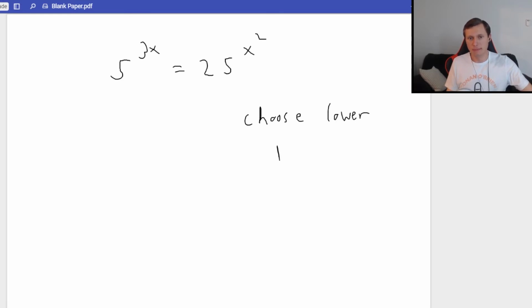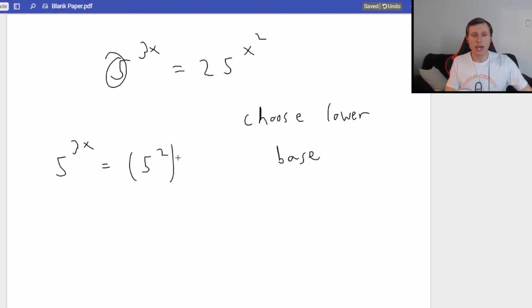Lower base. That's going to be our common base. In this case, it's 5. So the left side I'm going to keep the same, 5 to the 3x power. On the right, I have 25 to the x squared. So I'm going to rewrite that as 5 squared now raised to the x squared power.